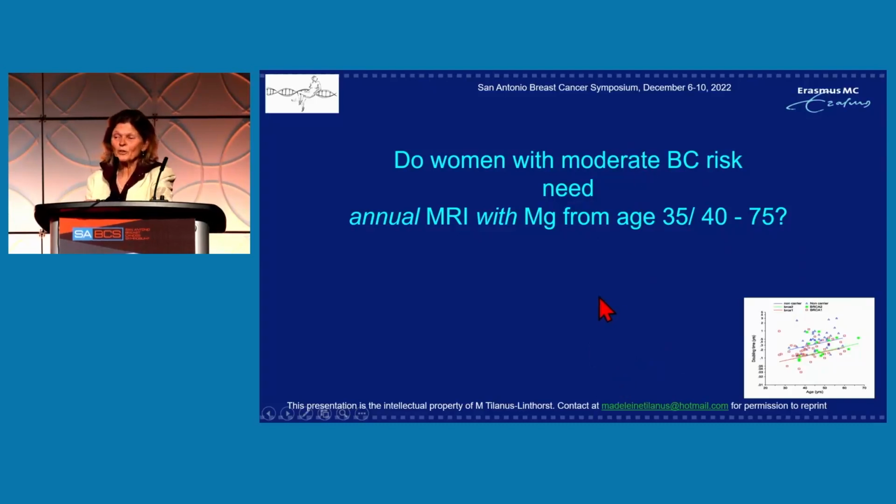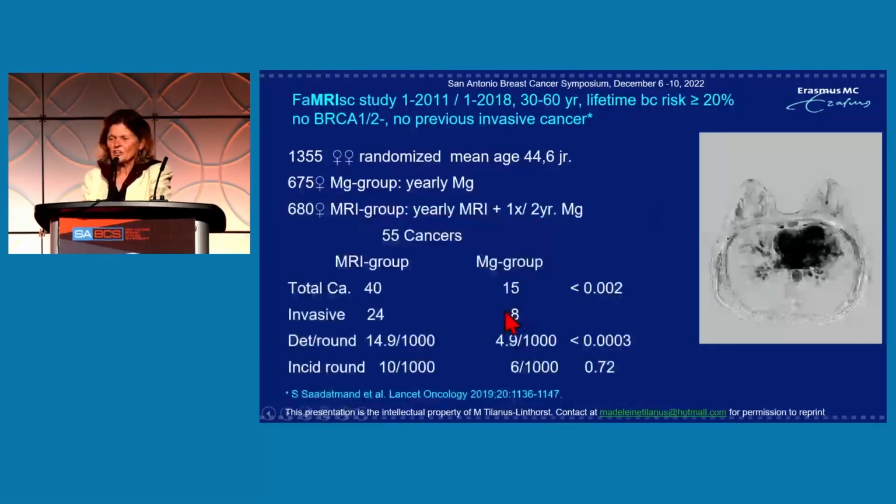The women with moderate BC risk need annual MRI and mammography from age 35 or 40 up till 75 years, all the age range the same scheme. To answer this, the family risk study, a randomized trial, has been performed. All women with moderate risk, about 20%, the arbitrary cutoff point. No BRCA1/2 mutations in this randomized trial and no previous invasive cancers.